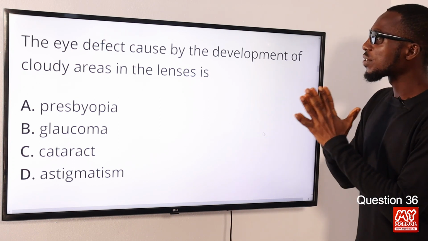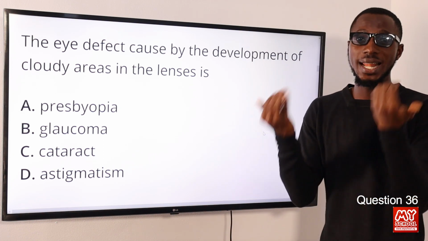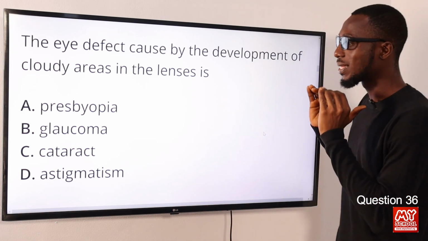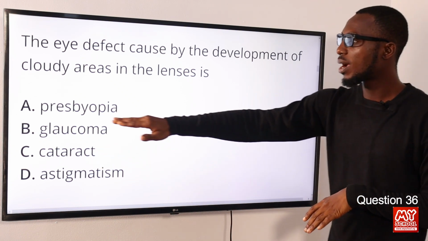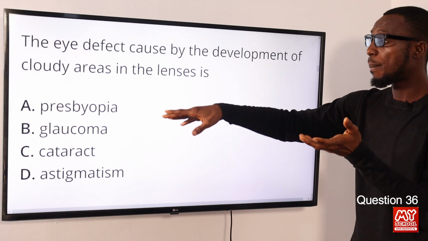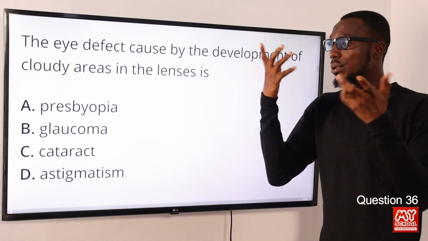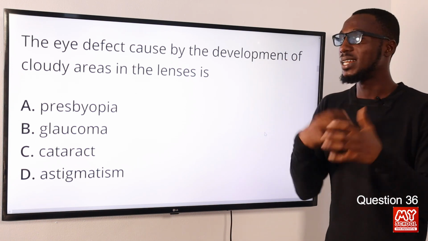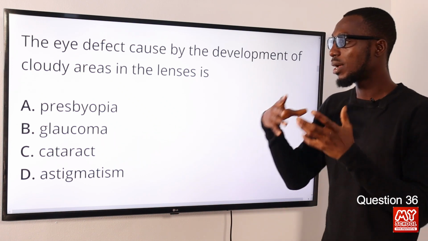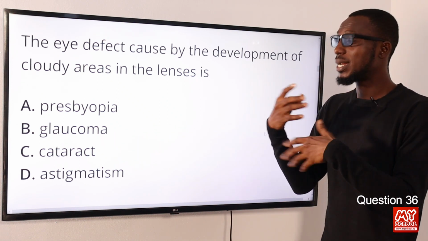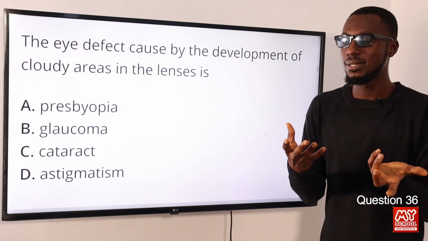Question 36. The eye defect caused by the development of cloudy areas in the lenses, whereby sufficient light cannot enter into the eye, that condition is cataract. When you talk about presbyopia, you are talking about a condition whereby the lens and the ciliary muscle lose their elasticity, and this can occur as one advances in age. When you talk about glaucoma, you're talking about damage to the optic nerve, and it's one of the leading causes of blindness in people.